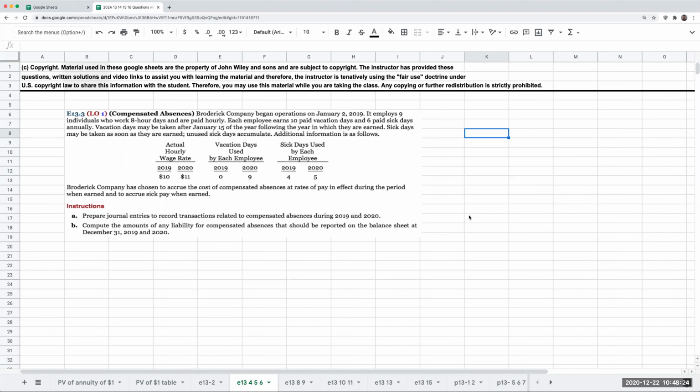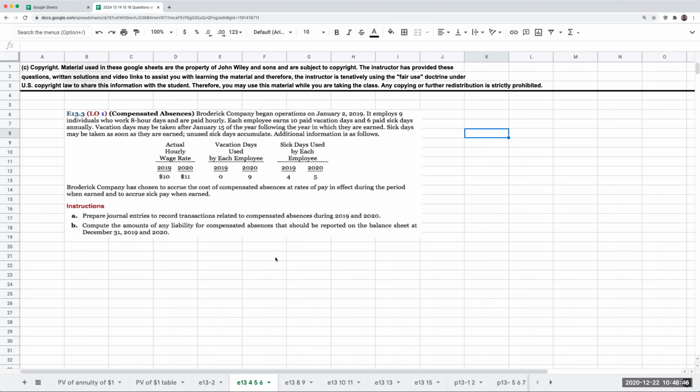It employs non-individuals who work 8-hour days and are paid hourly. The vacation days are earned in the current year and can be used in the following year. The 6 paid sick days are done annually. Vacation days may be taken after January 15th of the following year that they're earned.